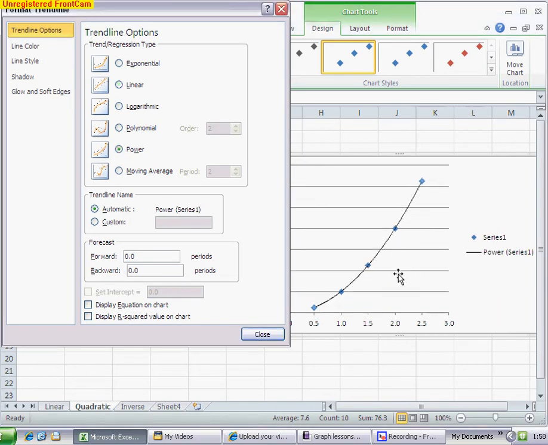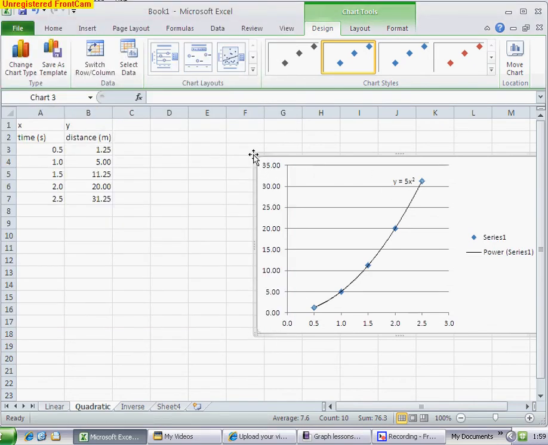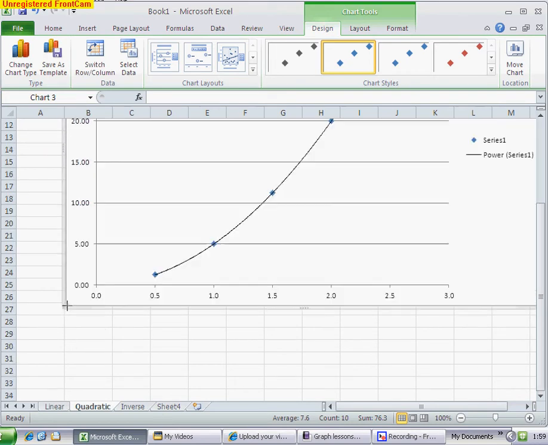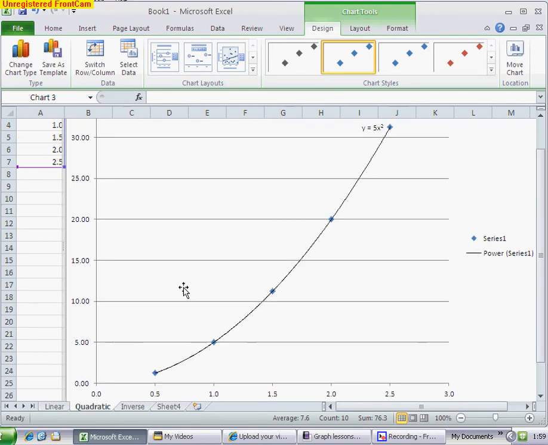If you click on power, now it fits very nicely. So if we display the equation on the chart, we should expect to see something where y is equal to something times x squared, with possibly a couple other factors. I displayed the equation, and it turns out y is equal to 5 times x squared. And that's exactly what we would predict to see for a quadratic relationship. Y equals 5x squared.